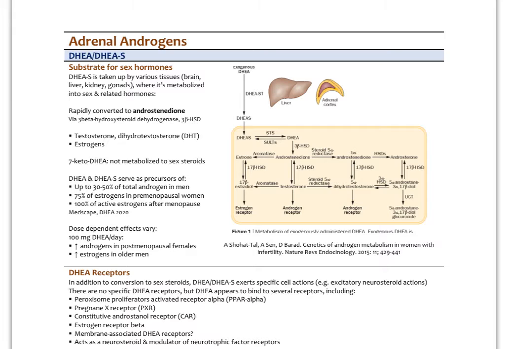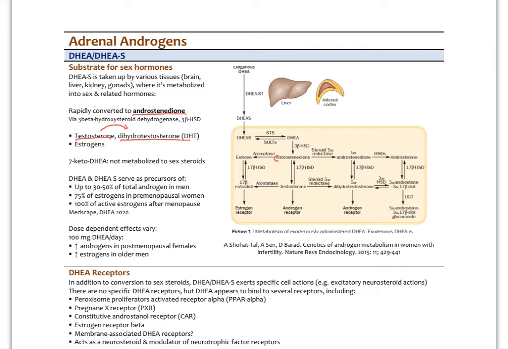So looking at that first aspect, the substrate for sex hormones, DHEAS can be taken up into various tissues, the sulfate group removed, and then it's rapidly converted into androstenedione. This is an androgen via 3-beta hydroxysteroid dehydrogenase. And then androstenedione can further be metabolized into testosterone or dihydrotestosterone, DHT. And that's via the enzyme 5-alpha reductase that converts those two. And then androstenedione can be aromatized to estrone, E1, and it can also be aromatized to estradiol.